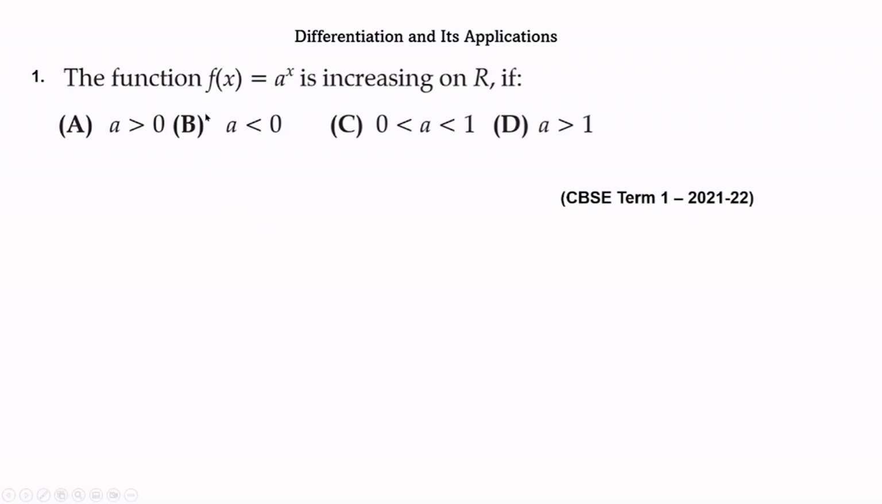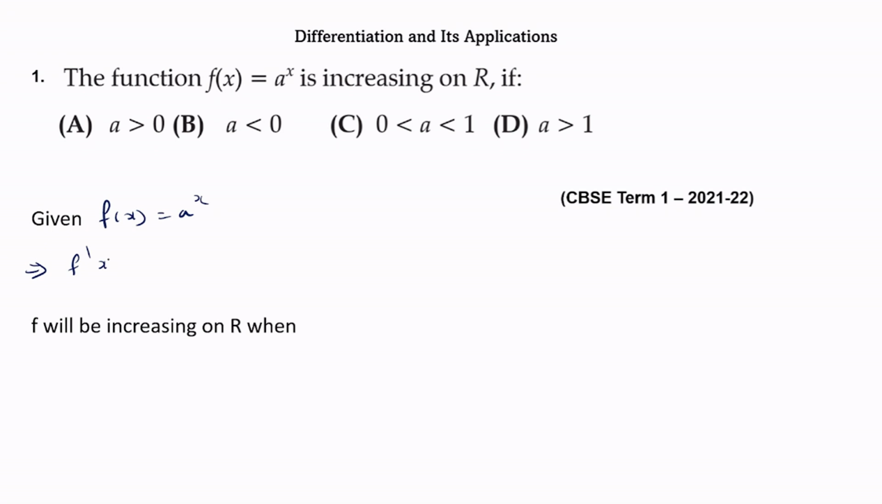The function f of x equal to a raised to x is increasing on R if. So we have to find the values which a can take such that f of x equal to a raised to x is an increasing function on R. So here we are given f of x is equal to a raised to x. From this let us find f dash of x. So f dash of x is a raised to x into log a.